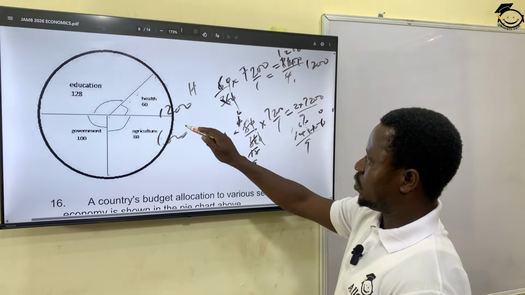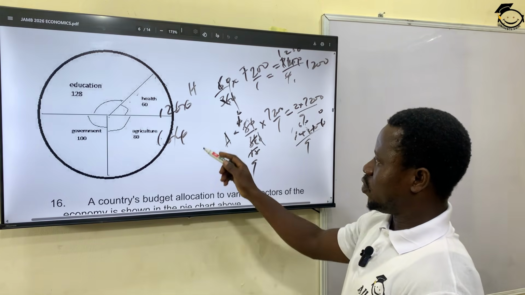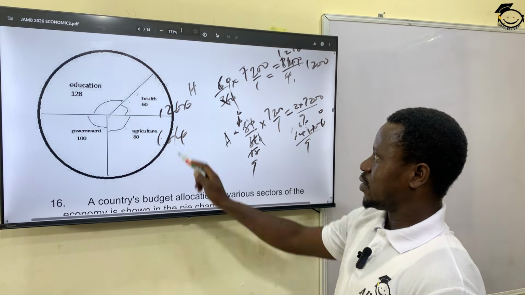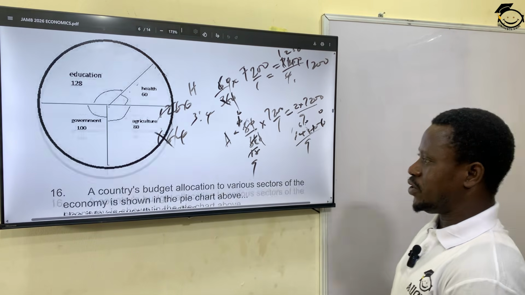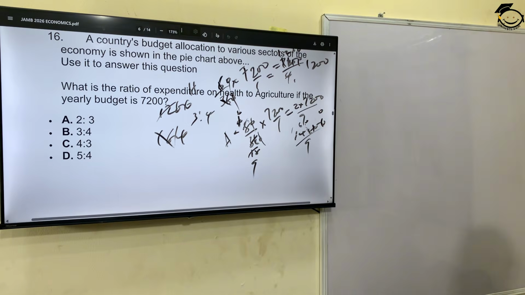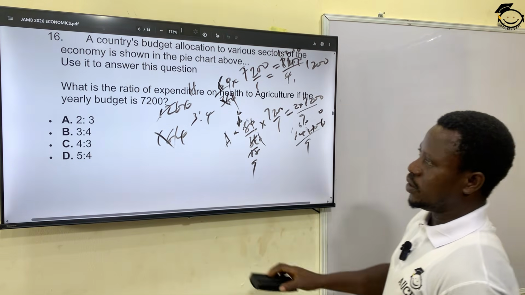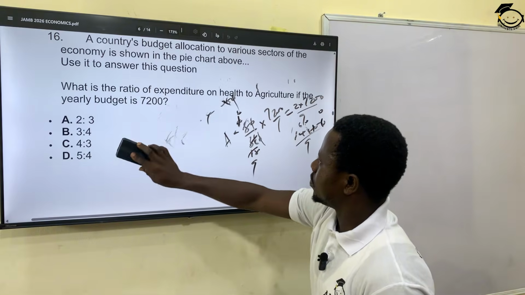Okay, so this 0 goes. We have 12 over 16. So if 4 goes there, we have 3. If 4 goes there, we have 4. So we should have ratio 3 to 4. Very well, we got it. Ratio 3 to 4. That is option B.